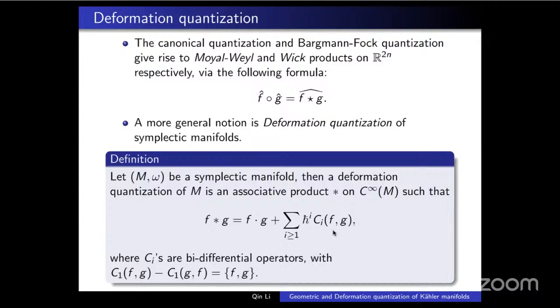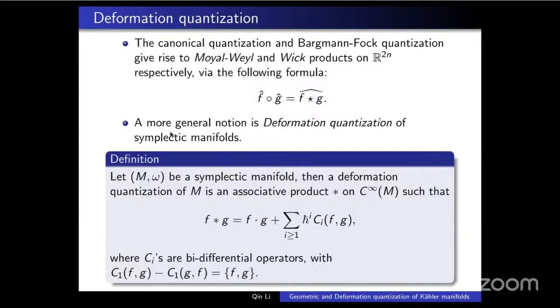So you have two functions here, f and g, and then you turn them into operators, denoted by f hat and g hat. You take the composition, and it is equal to the operator corresponding to f star g. So this star can be the Weyl product or the Wick product, depending on the quantization you are choosing, either the canonical quantization or the Bargmann-Fock quantization.